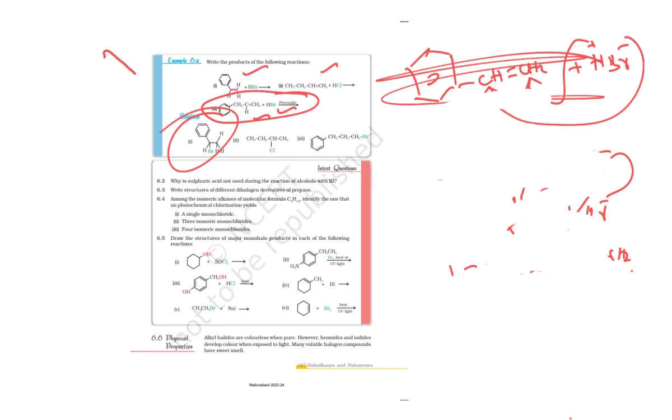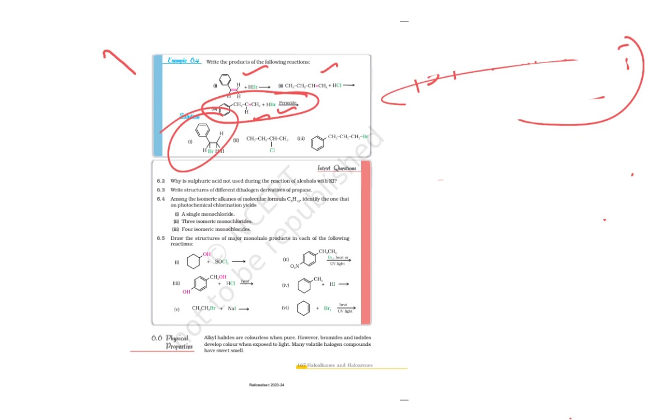Example sum. Next we go to why sulfuric acid is not used in the preparation, in case of alcohol. Let's take the example of ROH. It reacts with KI in presence of H2SO4.